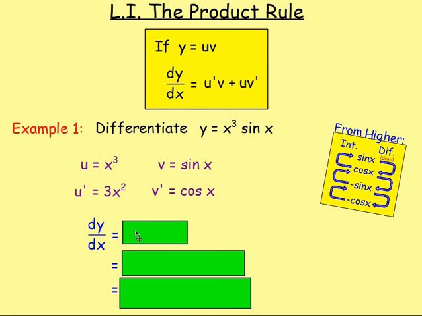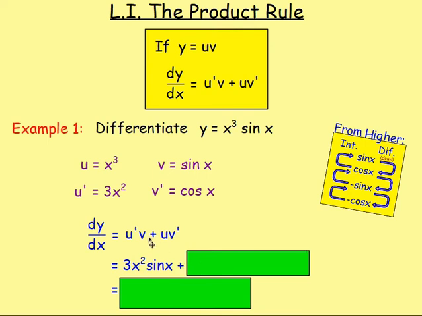dy by dx then, the way you work out dy by dx, if we're using the product rule, well, it's u dash v plus uv dash. So we've got u dash times v, so we've got 3x squared times sine x. And we're wanting to add on u times v dash. So u is x cubed, and we're multiplying that by cos x. So it's x cubed cos x.